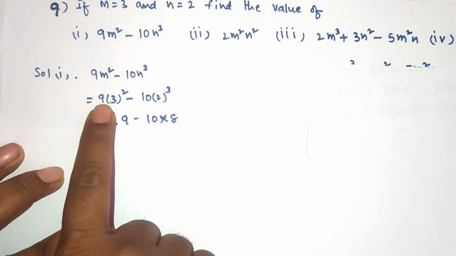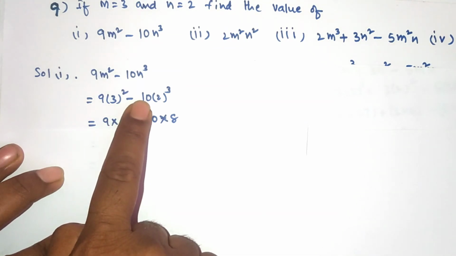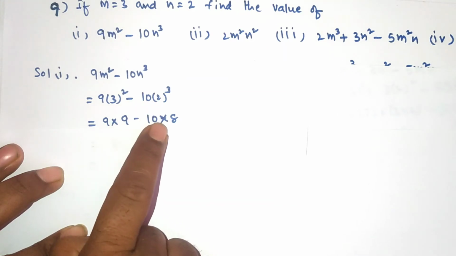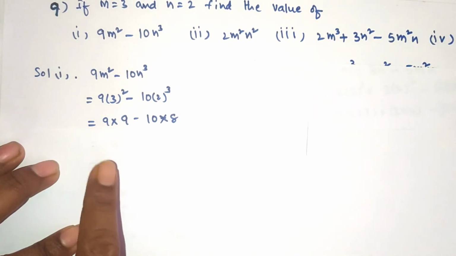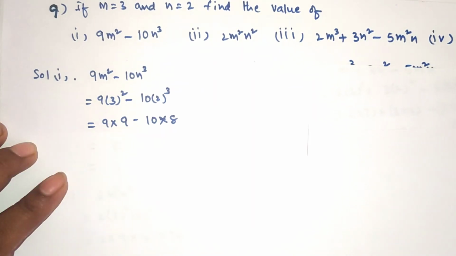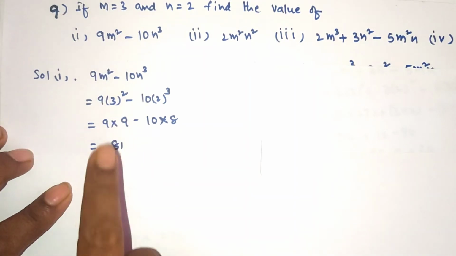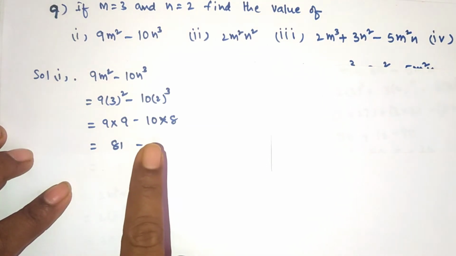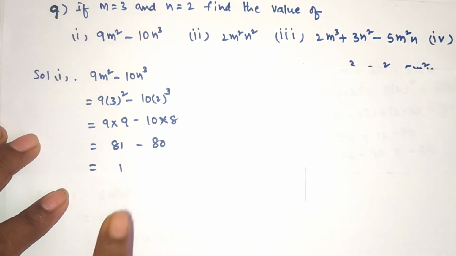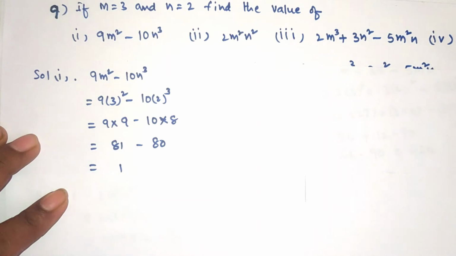Since there is nothing between 9 and 3, we have to put a multiplication symbol here. Since there is nothing between 10 and 2, we have to put a multiplication symbol here. Let us simplify further. Here 9 into 9 is 81. So we have written 81. 10 into 8 is 80. Now the final result is 81 minus 80, we got 1. So this is the final answer.